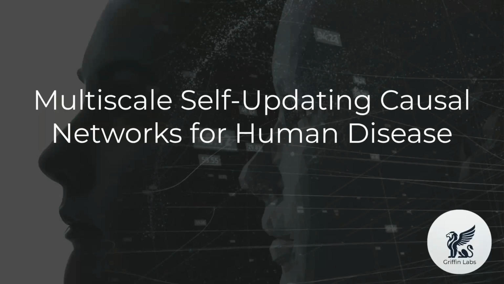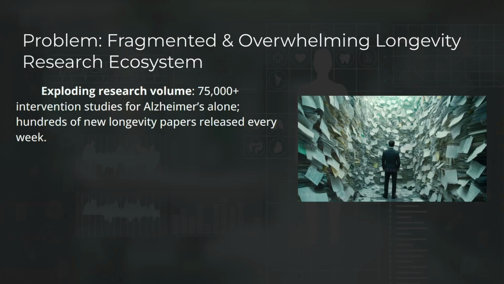From Team Griffin Labs, we introduce you to multiscale, self-updating causal networks for human disease. Problem: the longevity research ecosystem is very fragmented and overwhelming. For the age-related disease Alzheimer's, we have over 75,000 intervention studies, and that's only one disease, and there are hundreds of new longevity papers released every single week.